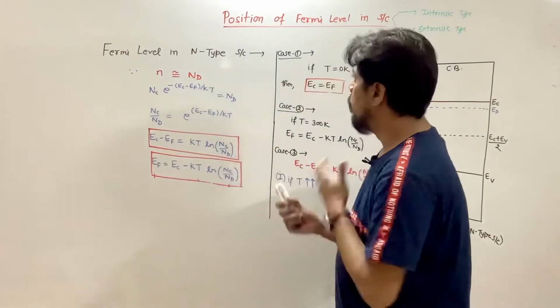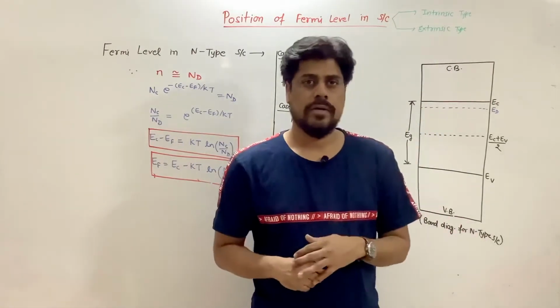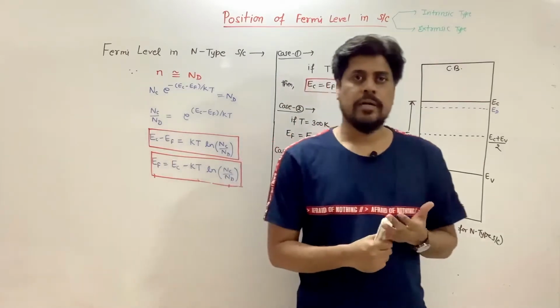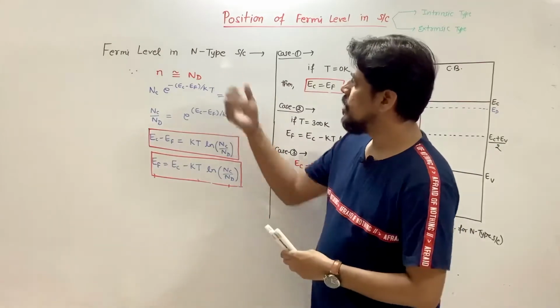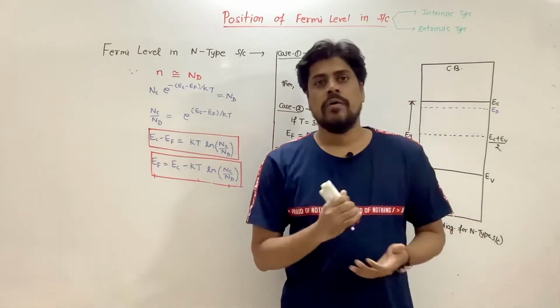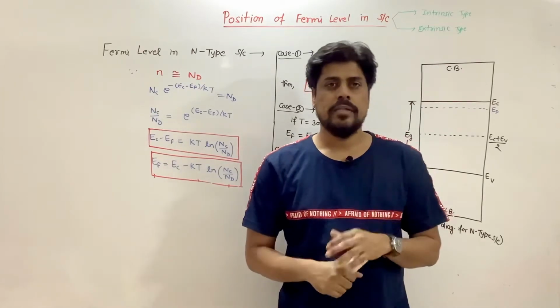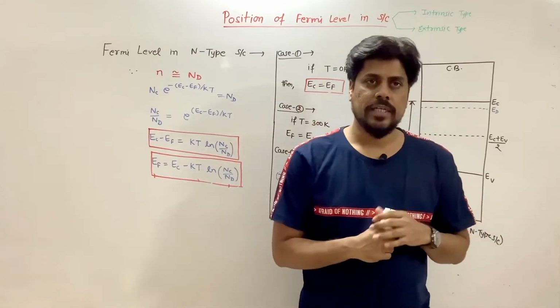Okay, so next part is the Fermi level for extrinsic semiconductor. In extrinsic semiconductor, as we know, there are two types, p-type or n-type. First we will discuss the position of Fermi level in n-type semiconductor. In n-type semiconductor, the majority charge carriers are electrons, and in p-type semiconductor, the majority charge carriers are holes.